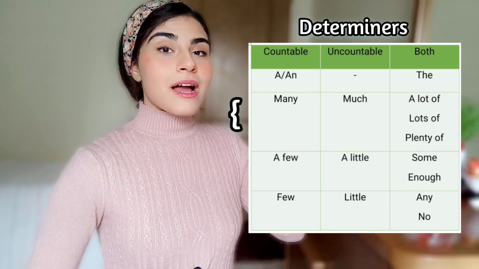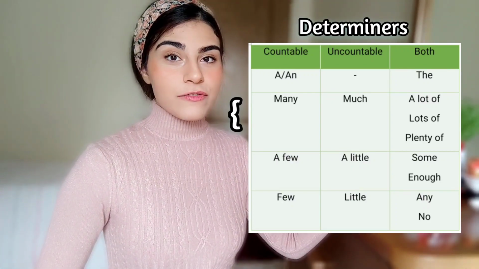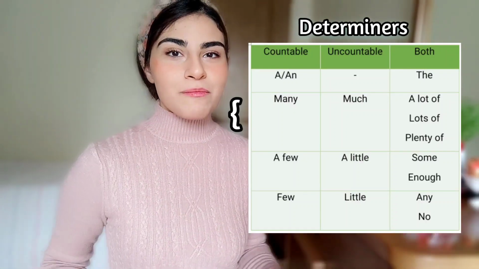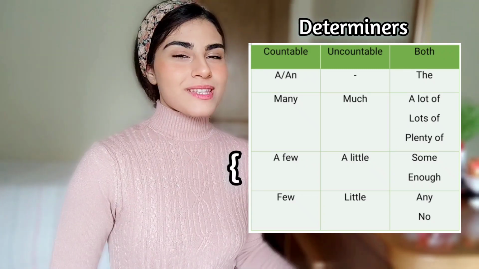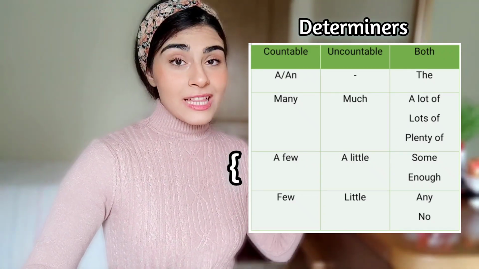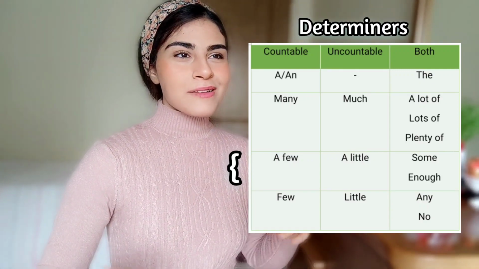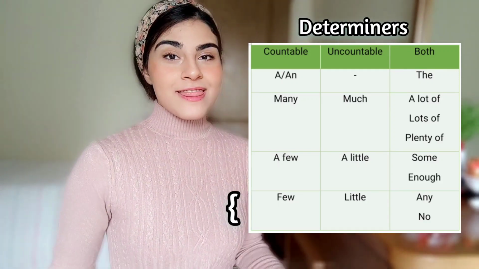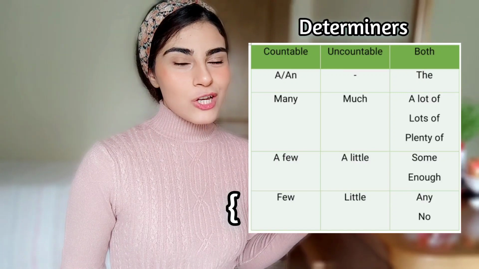When we say many, much, a lot of, plenty of, lots of, we mean we've got a huge number of or a large amount of something. And then when we say a few, a little, some, enough, we mean it's not very much, but it's fine, it's enough. And then few, little, any, no.